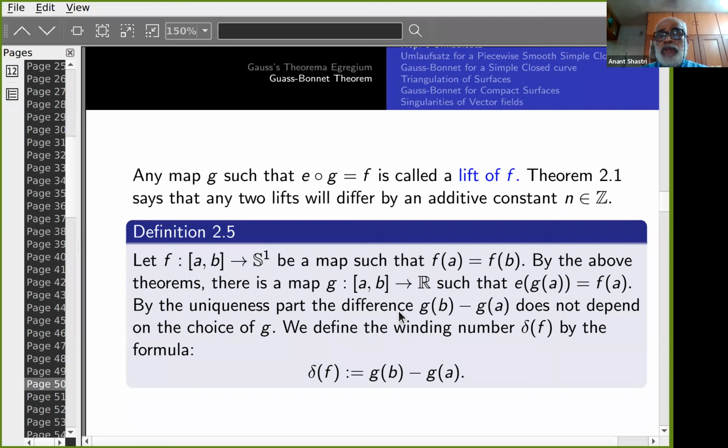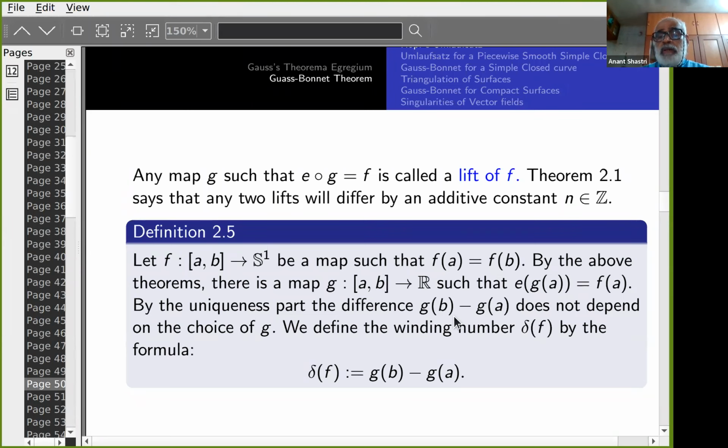The uniqueness part of the theorem says g(b) minus g(a) does not depend on the choice of g. There are several functions like this, but g(b) minus g(a) does not depend upon the choice of g, because any choice differs by an integer n, and the entire thing is shifted by n. So you are adding n here, you are subtracting n here. So this is always a constant. Here I have still not used the fact that f(a) equal to f(b).